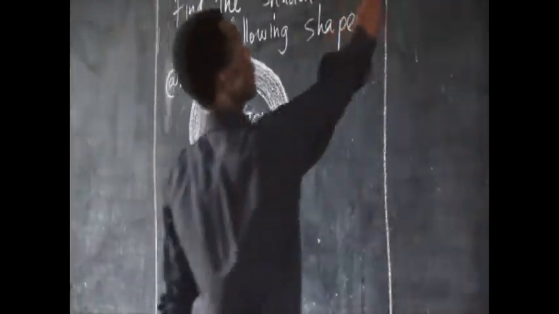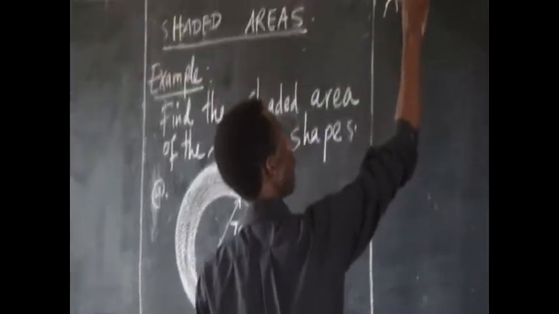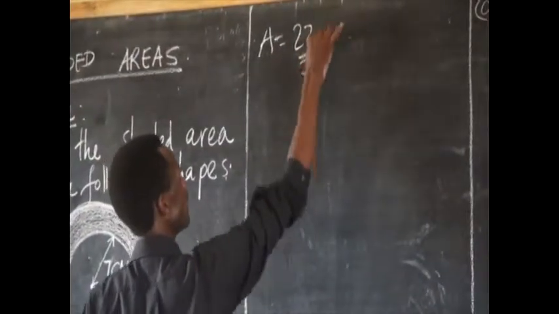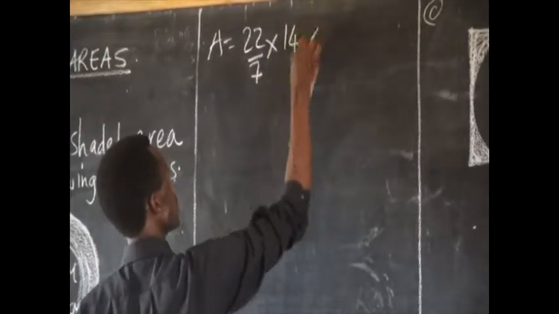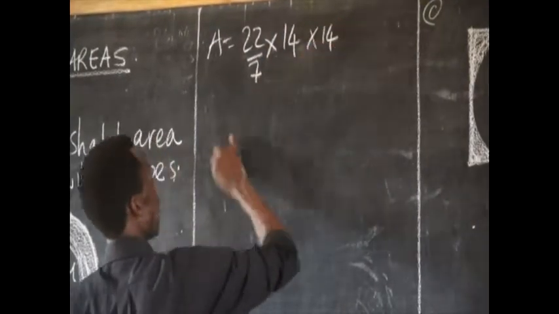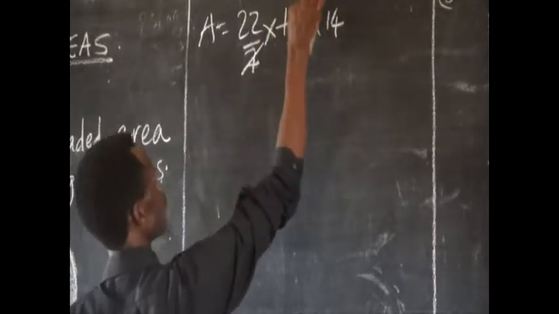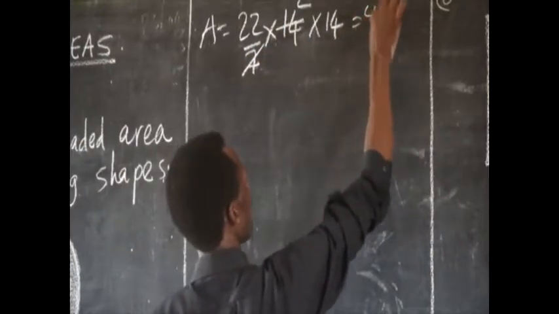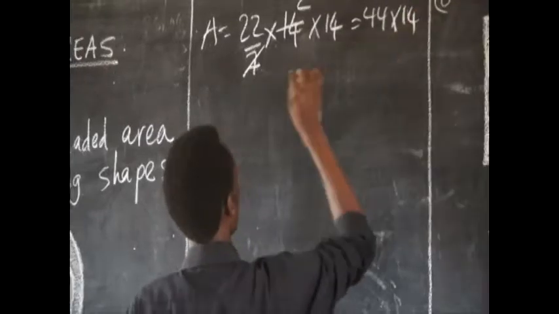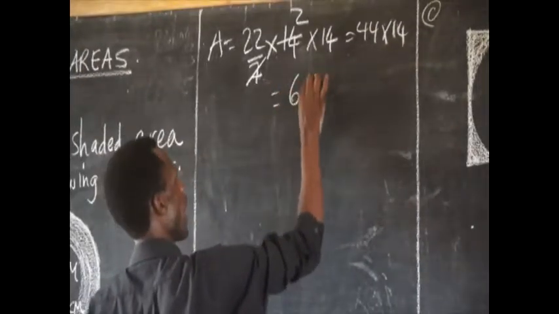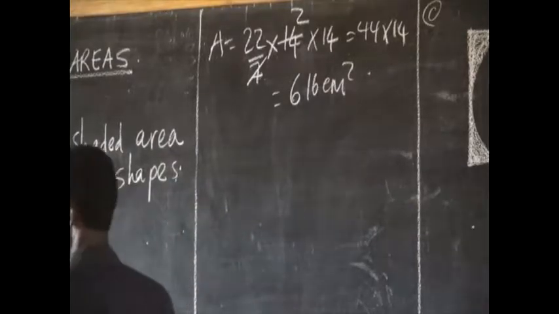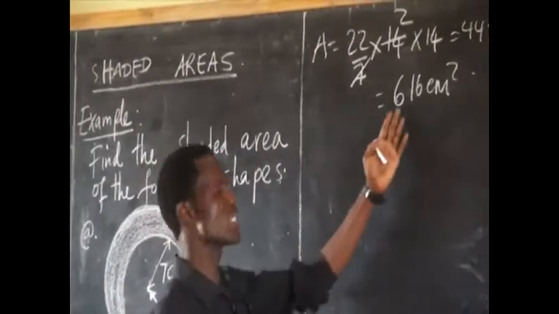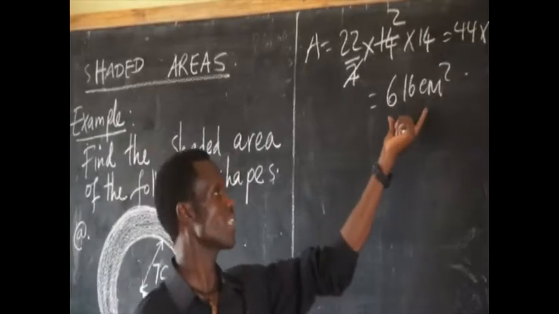Now we just have area is equal to pi, 22 over 7, times r, which is equal to 14, times r again. Now by simplifying, we just have 2 times 44, times 14, which is equal to 616 centimeters squared. So this is the area for the whole circle, but this is not the answer.